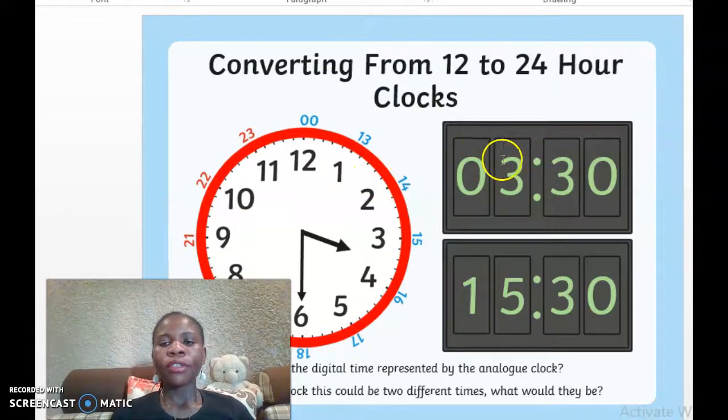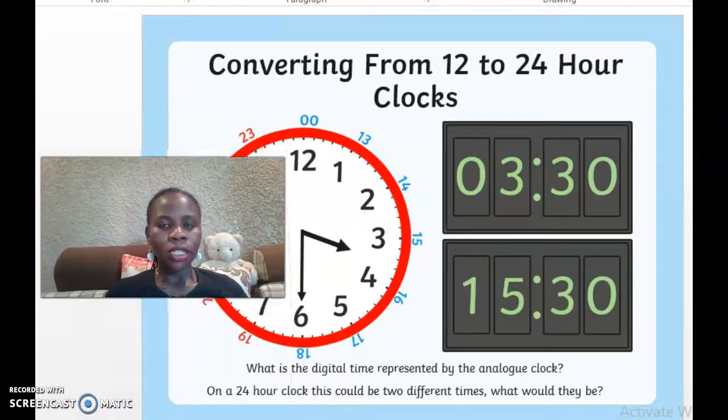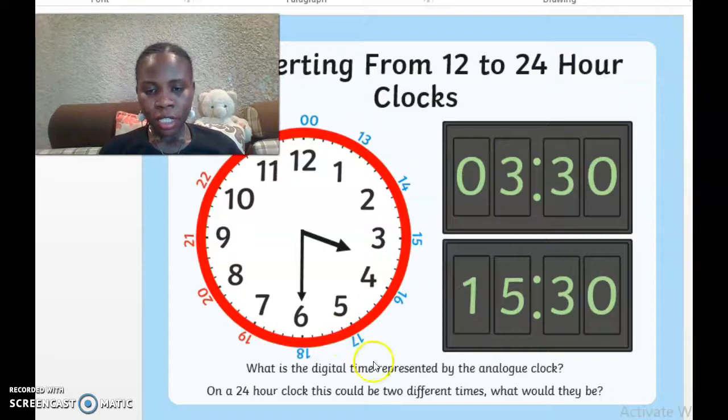So I have from 12 to 24. So I have 3, so 0, 3, 0, 3, 30 minutes. This is a 12-hour clock. The numbers are from 1 to 12. That is it. So we want to see how we get the digital time represented by the analog clock.